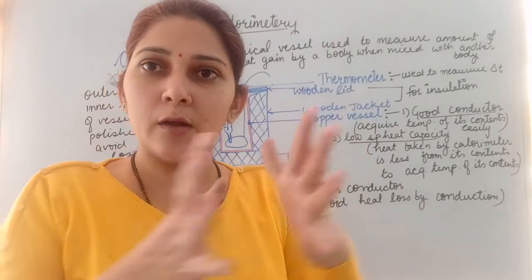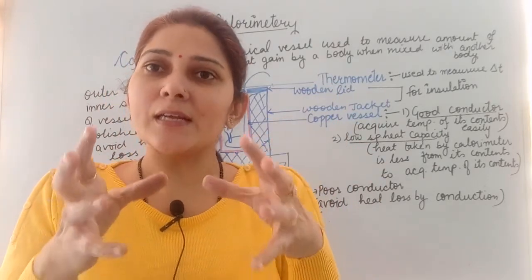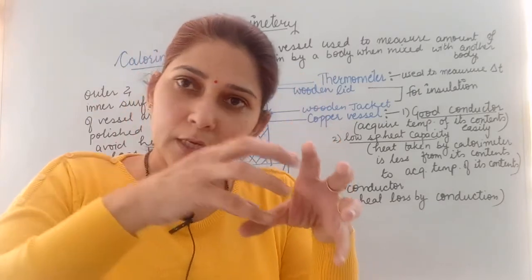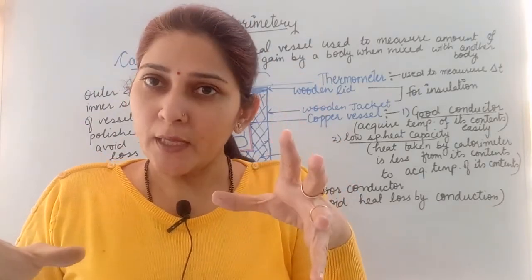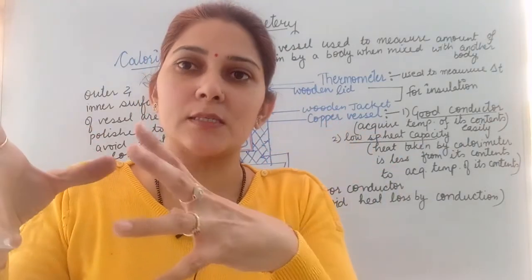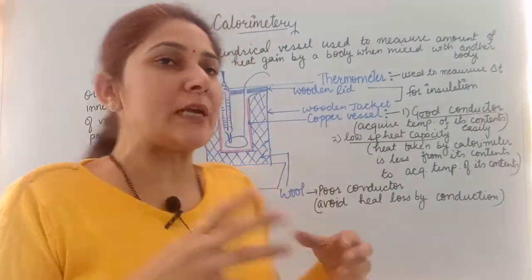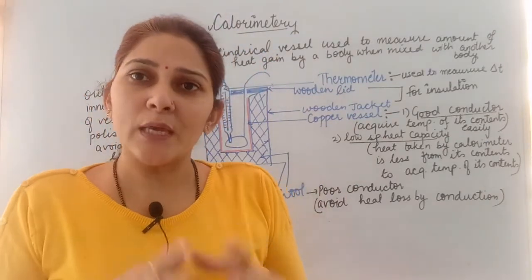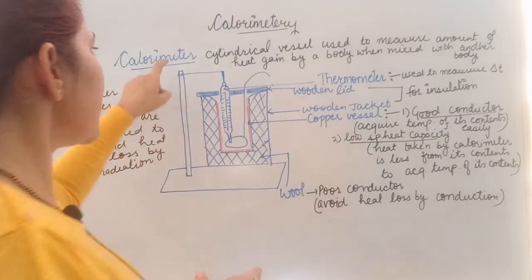One is hot and another one is cold. So definitely there is exchange of heat. That means from a hot body the heat goes to the cold one. What happens then? Then the hot body loses the heat and the cold body gains the heat. This measurement of heat, that is known as calorimetry. So to measure this heat we need an apparatus that is known as calorimeter.